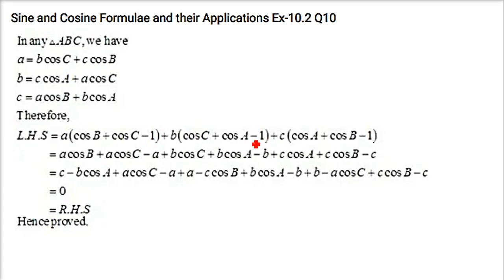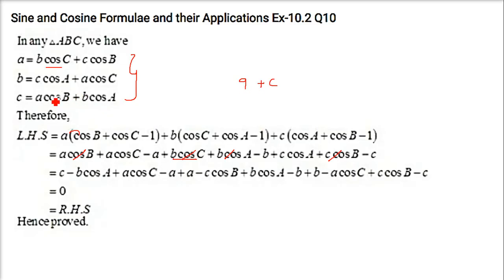So first, because this is the basic logic here, what we will do is multiply this out: a cos b plus a cos c minus a, b cos c plus b cos a minus b, c cos a plus c cos b minus c. Now take this b cos c and c cos b and put it as a. Take this a cos b and b cos a and put it as c.